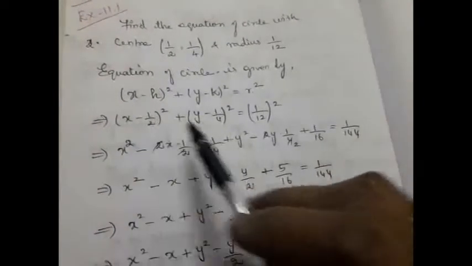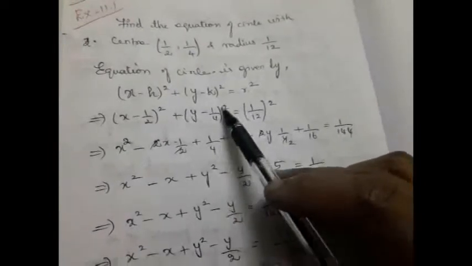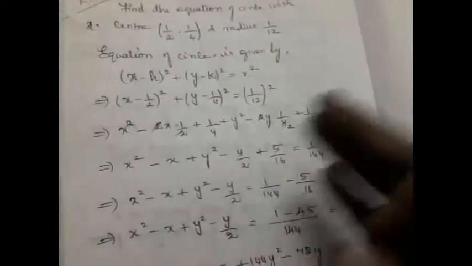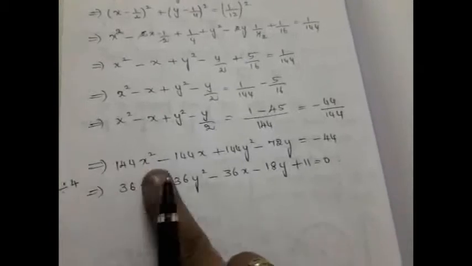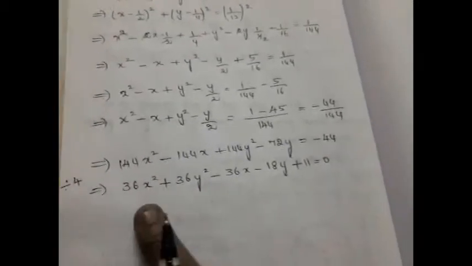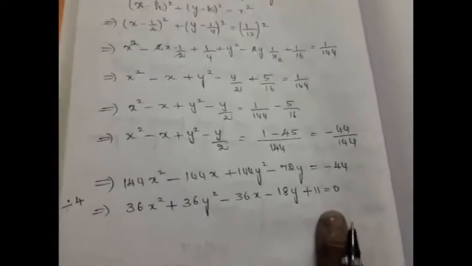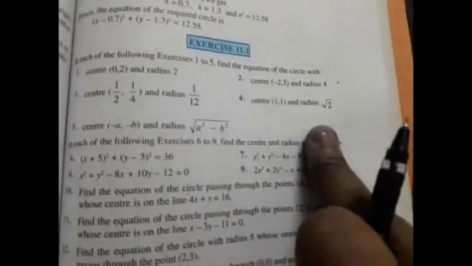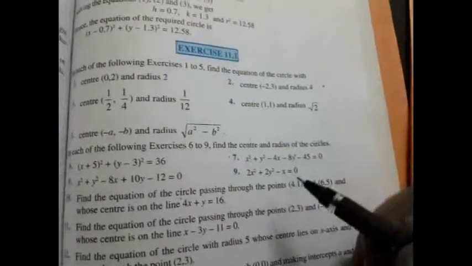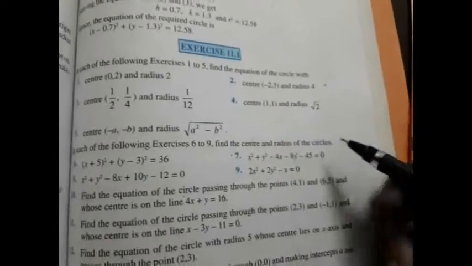This is the a minus b the whole square identity. This is also the a minus b the whole square identity. Expand it, simplify it, and bring all the terms to one side. I have divided throughout by 4 because it has a common factor, and hence this is the required equation of the circle. Right, and the remaining problems are also of the same kind, so I want you to do all those problems. Let us move on to the next question. In each of the following exercises 6 to 9, find the center and the radius of the circles.